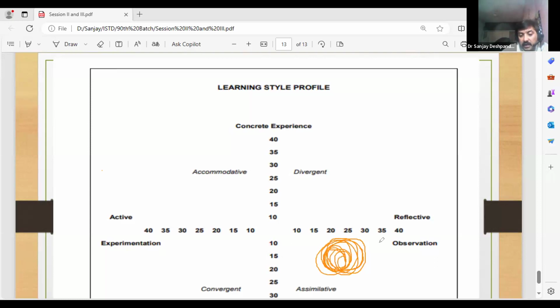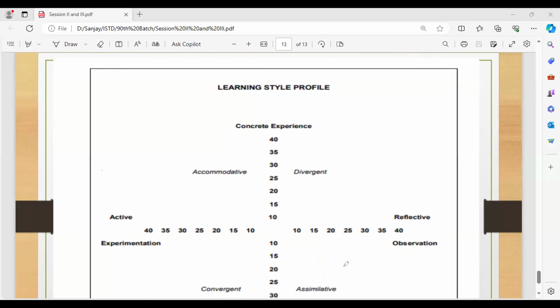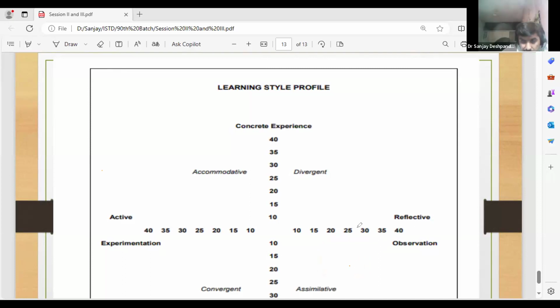Where I am scribbling right now. So what you should do is just place a dot for the score that you have got. For example, for RO, you have got 25. There has to be a dot here. Just a dot.